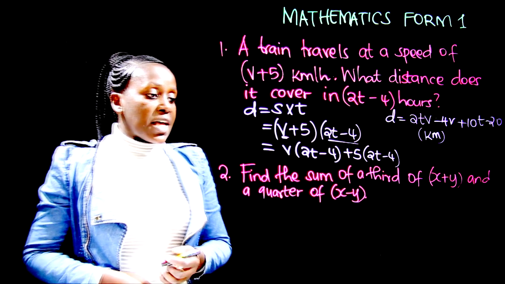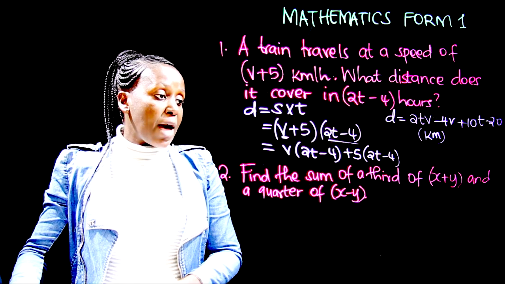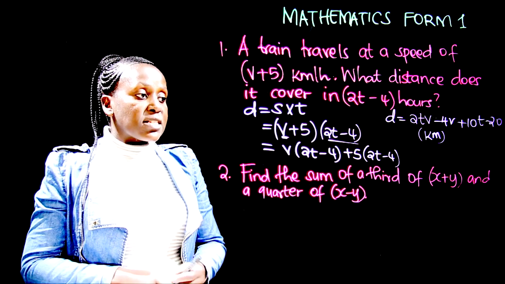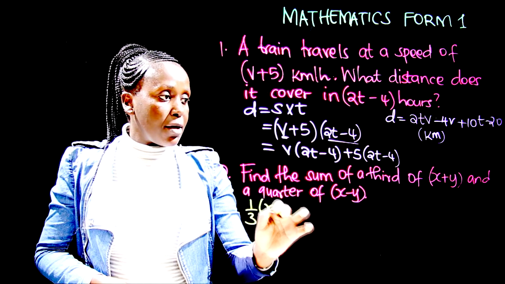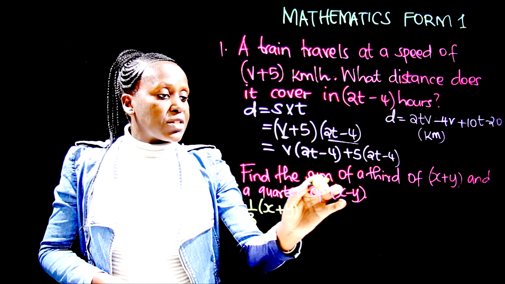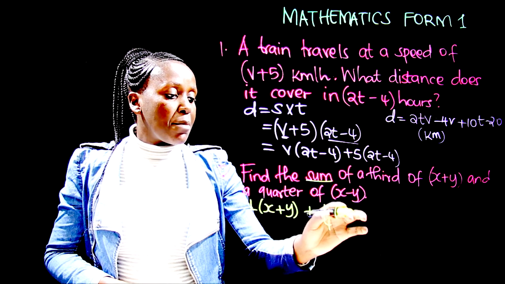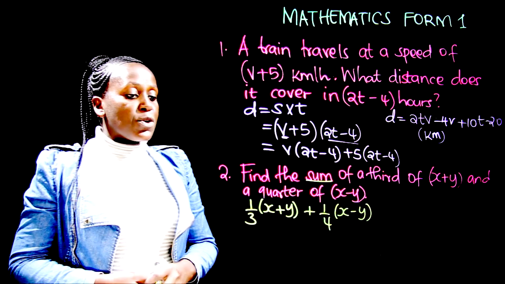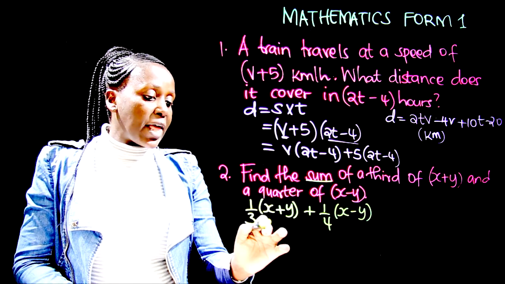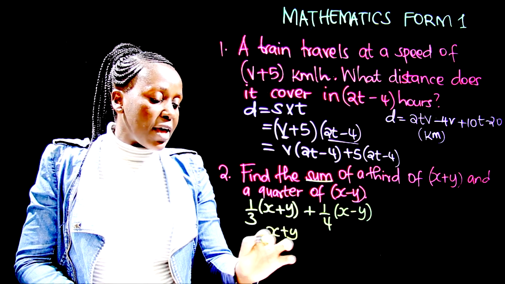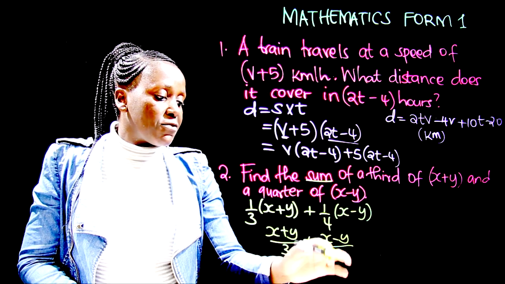Let us look at this other example. In this example we are required to determine the sum of a third of x plus y, a third of x plus y. So sum means that we add. And a quarter of x minus y. So when you look at this question, we are forming two fractions, because if you multiply this, it should be x plus y over 3 plus x minus y over 4.